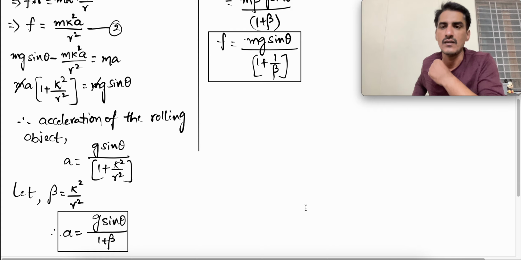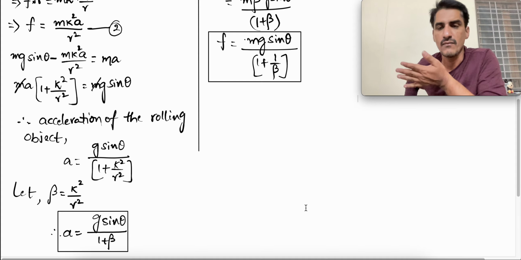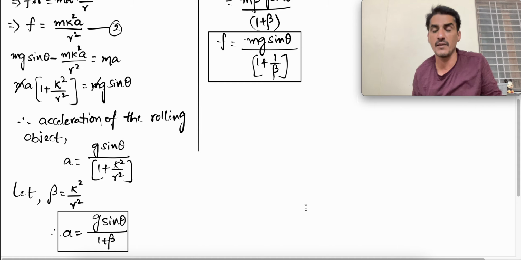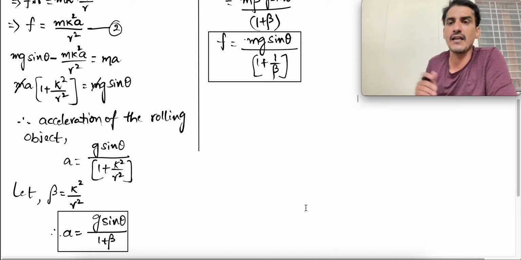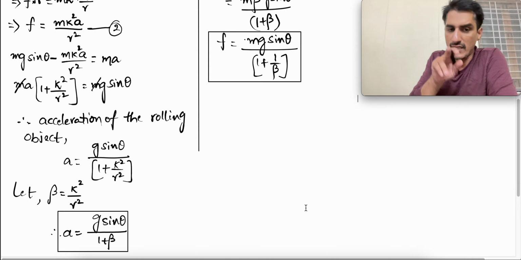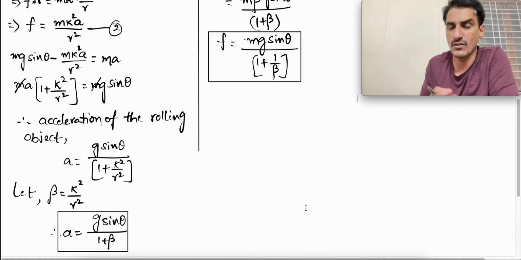Now the object is rolling down with an acceleration of g sin theta by 1 plus beta. If we want to find the velocity at any time, we can apply equations of motion: v is equal to u plus at, s is equal to ut plus half at square, where s is the distance traveled within the time. We can apply equations of motion because in a all the values are constant. g is constant, sin theta is constant because the angle of inclination doesn't change, and 1 plus beta is also constant. Yes or no? k square by r square is constant for a particular object. That's why acceleration is entirely uniform for a particular object.